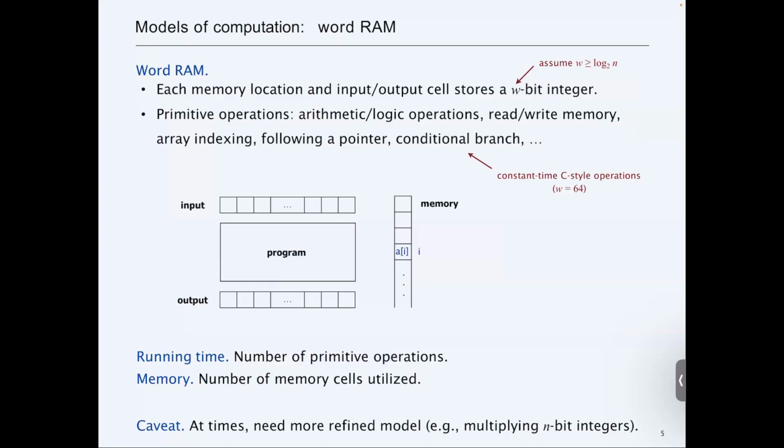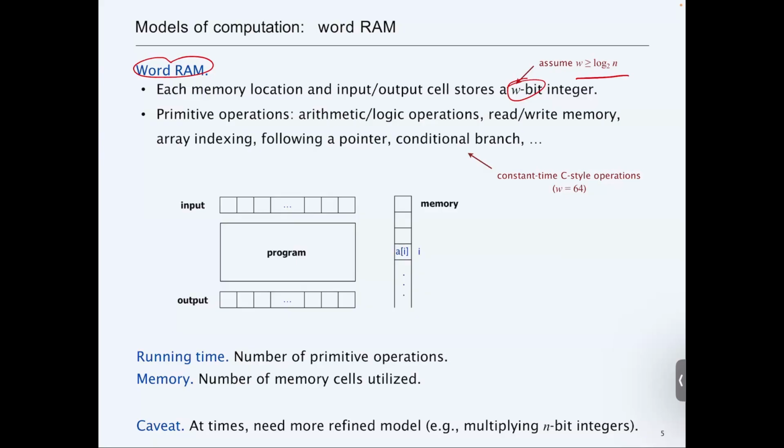In order to analyze algorithms mathematically, we need a model of computation. The model that we're going to use in this class is what we call the word RAM model. The basic idea is this: memory is divided into cells. Each cell stores a fixed size integer consisting of W bits, and we're going to assume that W is greater than or equal to the log base 2 of n, where n is the input size.